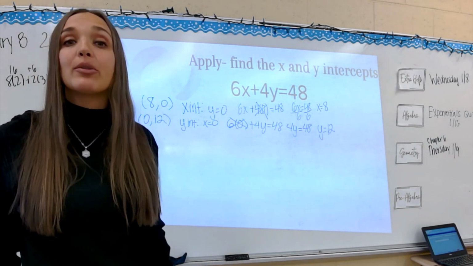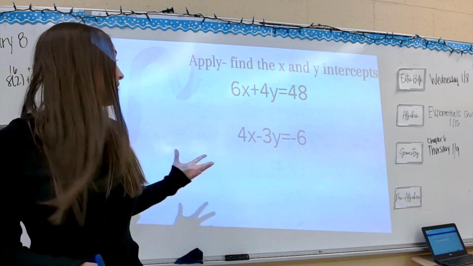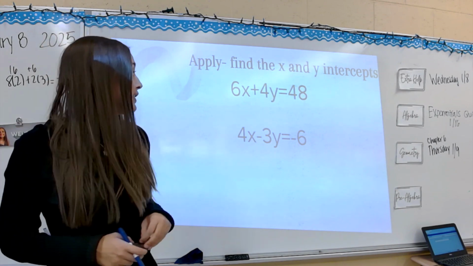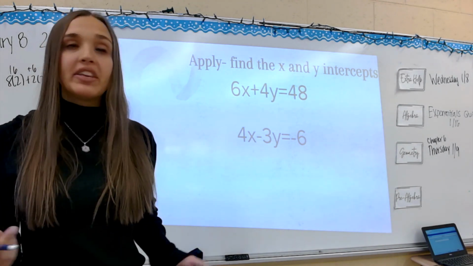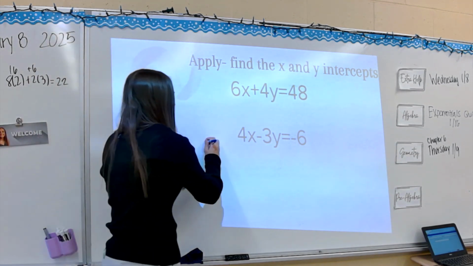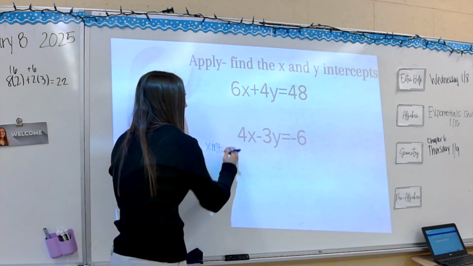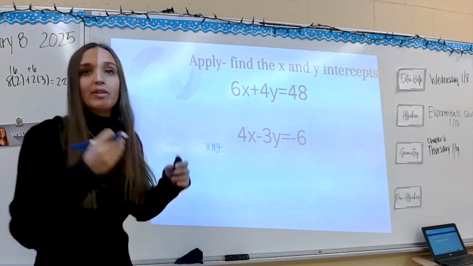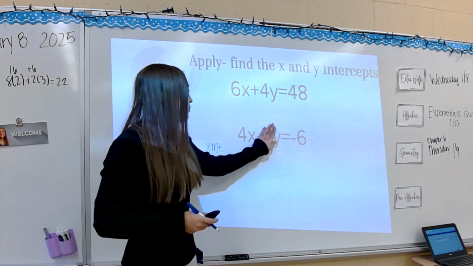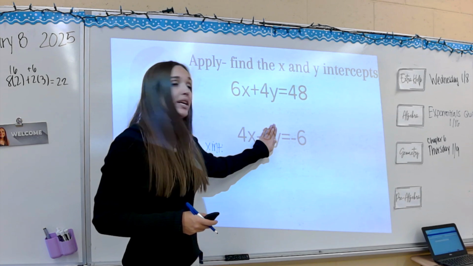Let's take a look at another problem. So now we have this problem, 4x minus 3y equals negative 6. I'm going to start off again with my x-intercept. So my x-intercept, I'm going to do it the little cheat way. My x-intercept means I'm solving for x. So I'm going to cover up that y. It is gone. That y term is gone.